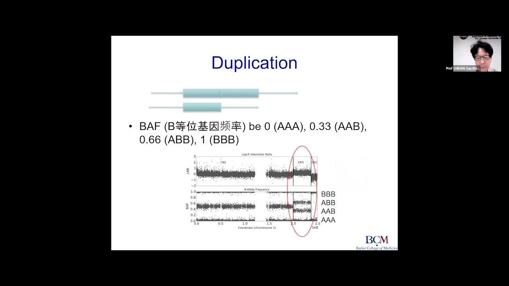And then when it's duplicated, you have this scenario as indicated in the circle, where you have the gain on the log ratio plot, and then in the B allele frequency, you would have BBB, ABB, AAB, AAA. So you have 4 lanes.